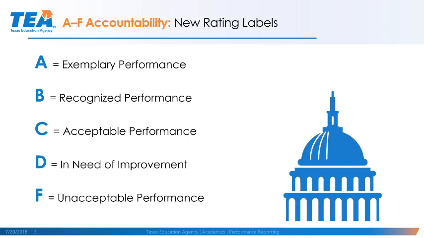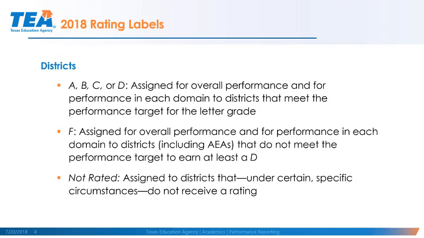The descriptors for the A through F labels are as follows. A is equal to exemplary performance. B is equal to recognized performance. C is equal to acceptable performance. D is equal to in need of improvement. F is equal to unacceptable performance.